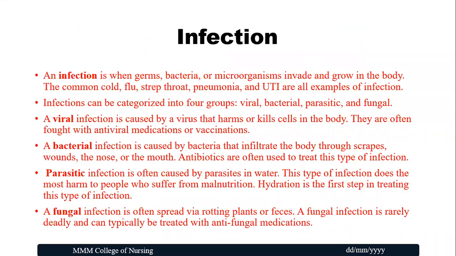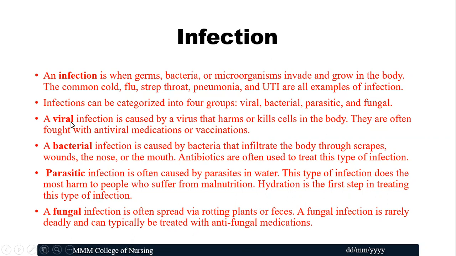First, before going into the chain of infection, let's know what an infection is. An infection is when germs, bacteria, or microorganisms invade and grow in your or in my body. The common cold, flu, strep throat, pneumonia, and UTI are all examples of infection. Infections can be categorized into 4 groups. They are viral, bacterial, parasitic, and fungal.